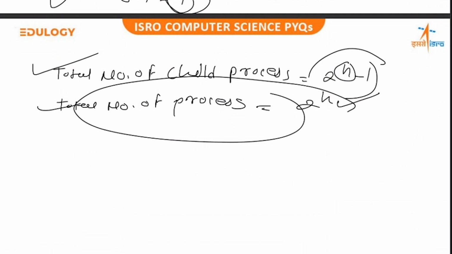There are two formulas which you have to remember: first, the total number of child processes, and second, the total number of processes. And for the total number of newly created processes, you will use the same formula as for child processes.